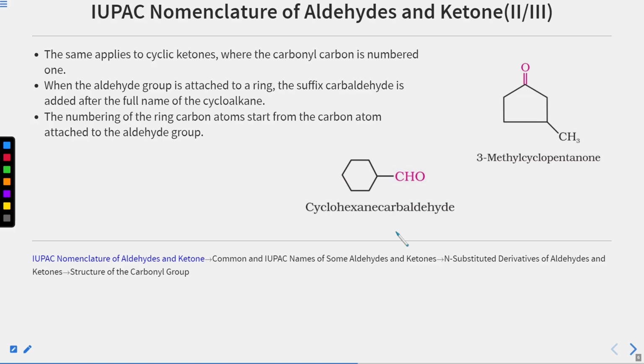Now we'll move to the cyclic one. So the cyclic one is the same. The way of naming is the same. Only we have to write the word cyclo here as a prefix. So let us take a simple example of this.